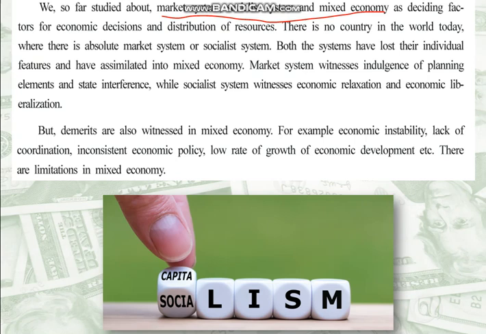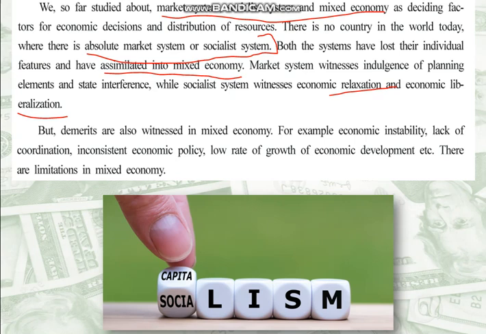There is no country in the world today where there is absolute market or socialist system. There is no country in the world where there is total market system or total socialist system. These were the three branches, and there are sub-branches in each of them, and that's why there are no absolute market or socialist countries in this world. Both systems have lost their individual features and have assimilated into the mixed system. When mixed economy is there, both systems are together and they lose their own individual identity. Market system witnesses planning elements and state interference, while socialist system witnesses economic relaxations and economic liberalization.